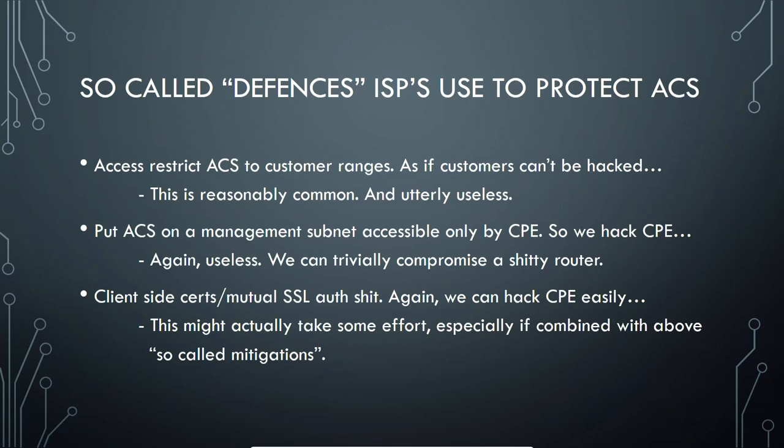Sometimes they restrict access to the ACS server to only the IP ranges of their customers, which is completely useless because all you have to do is hack one of their customers. And it's not as if that's impossible, right? Or they put them on a management subnet that only the CPE can talk to. That's also trivial to get around. You just hack one of the CPE devices and then you can talk to that management subnet.